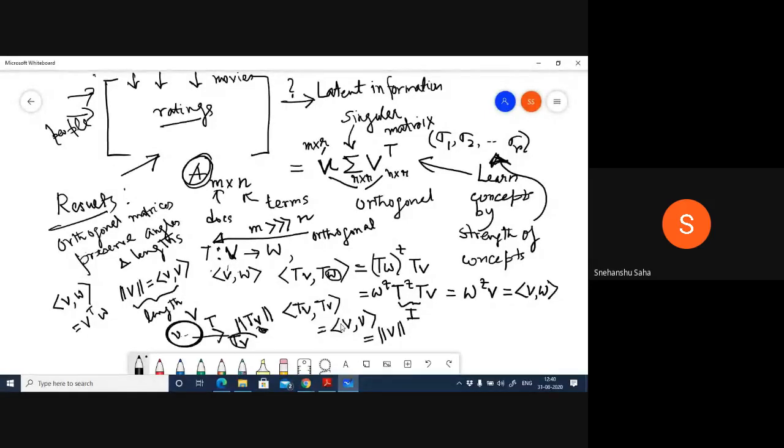Now, where does this TV reside? It stays in the vector space W, correct? So this T is nothing but a linear mapping from one vector V, which is in the vector space capital V, to another vector, which is in the vector space W. By virtue of this linear transformation, you are producing another vector.